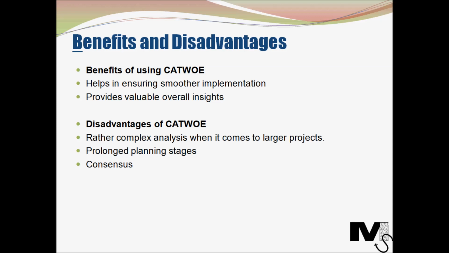What are the shortcomings of a CATWOE analysis? It can be rather complex when it comes to larger projects and larger organizations, which will have several hundreds of stakeholders, as you'd imagine, or say stakeholder groups. So the larger the organization, the more complex the project, the more stakeholders that are involved, the more difficult it becomes to actually keep running a CATWOE analysis for each individual stakeholder or stakeholder group, because that is going to take a long time.